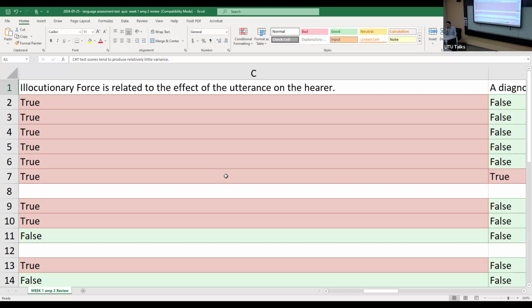And then the next question you might have to answer is, is it important? Is it important to know the meaning of elocutionary effect?